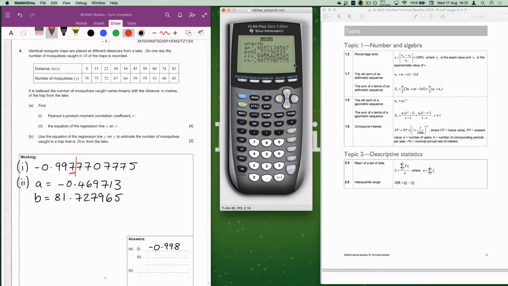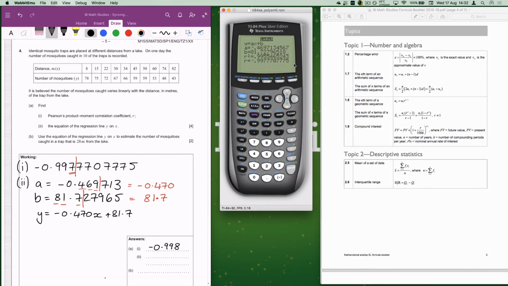With A, we count from the first non-zero, which is 4. So that's 1, 2, 3. Draw a line. And this gives us an answer of minus 0.470. Okay? And then B, we're going to do the same. We count from the first non-zero, which is 8, and then 1, 2, 3, and draw a line. And this gives us 81.7. Now we can write down our formula, which is y equals minus 0.470x plus 81.7. And that is our equation of the regression line y on x.